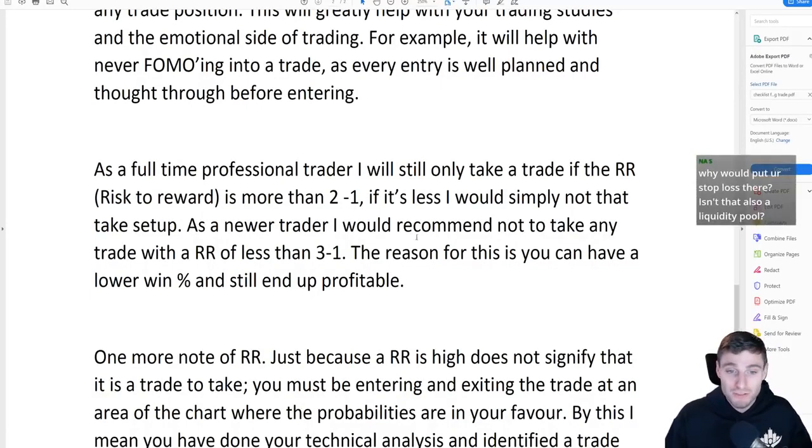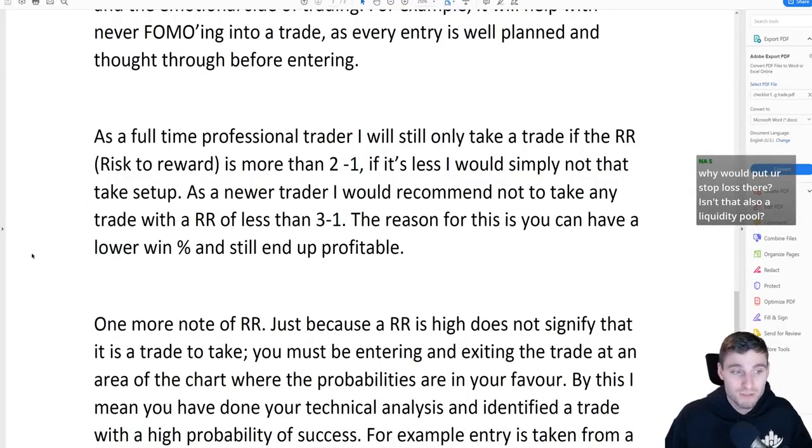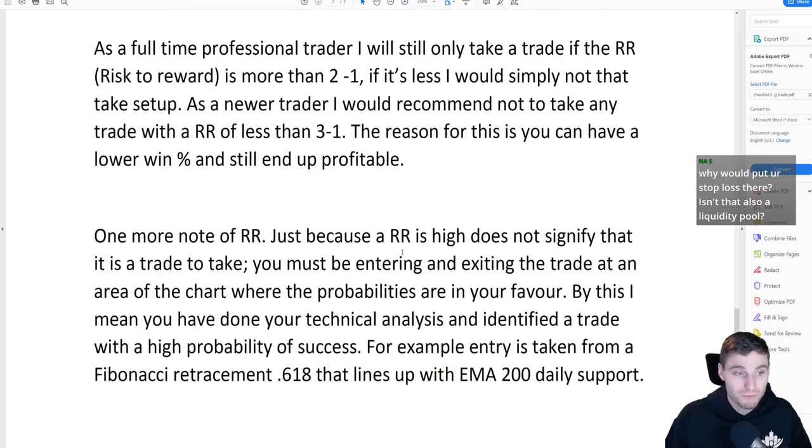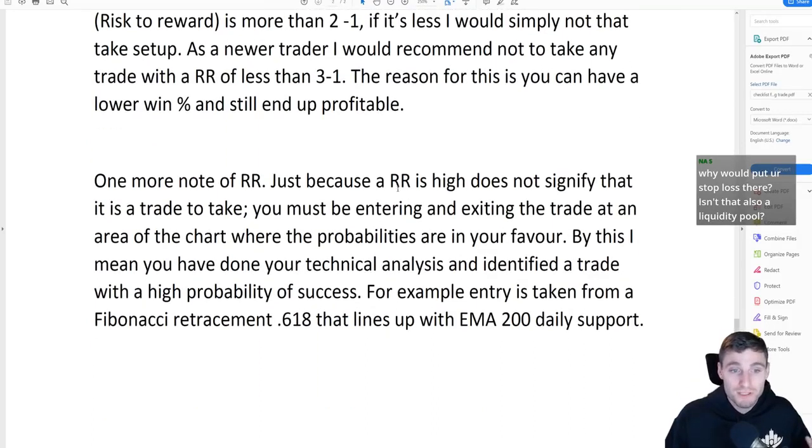As a newer trader, I would recommend not to take any trade with a risk to reward of less than 3 to 1. The reason for this is you can have a lower win percentage and still end up profitable. One more note on risk to reward: just because risk to reward is high does not signify that the trade is one to take. You must be entering and exiting the trade at an area of the chart where probabilities are in your favor.